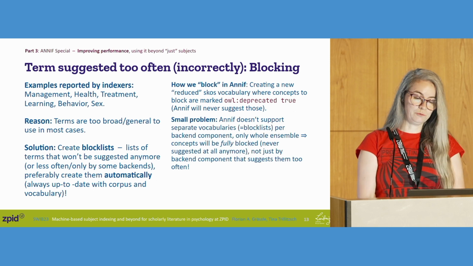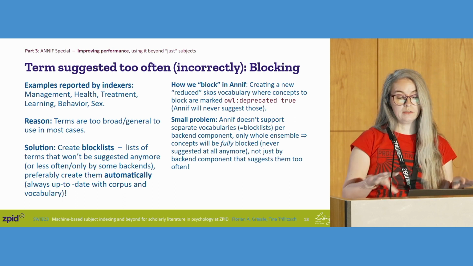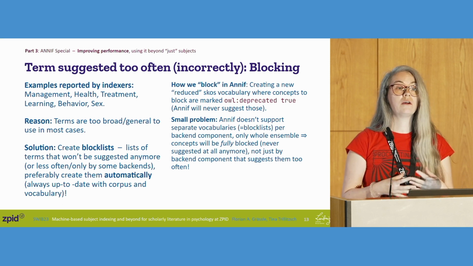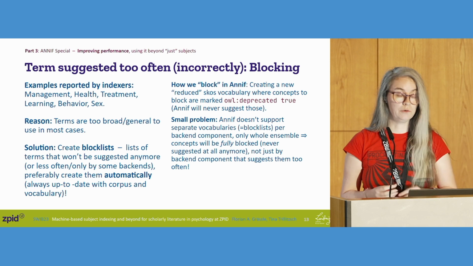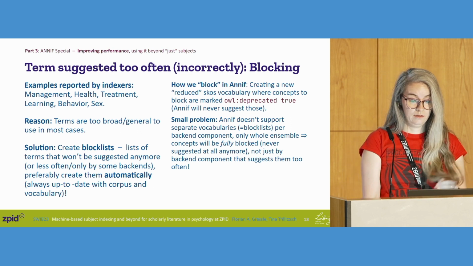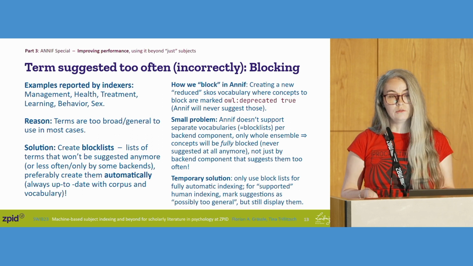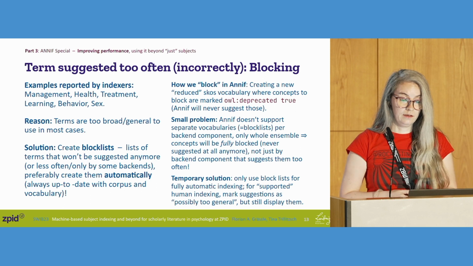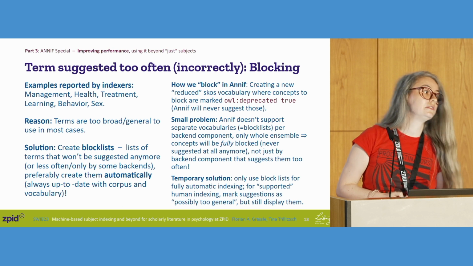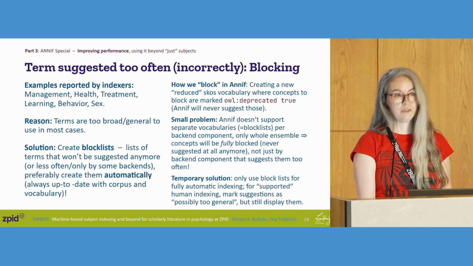One small problem is that Annif doesn't support different vocabularies or block lists per backend component, which means for now we can only block certain terms completely. They won't be suggested at all anymore. It's not ideal, but for now we're going to use this complete blocking only for the automatic indexing. So for supporting human indexers, we will mark these terms that should be blocked probably as this is possibly too general, take with a grain of salt.